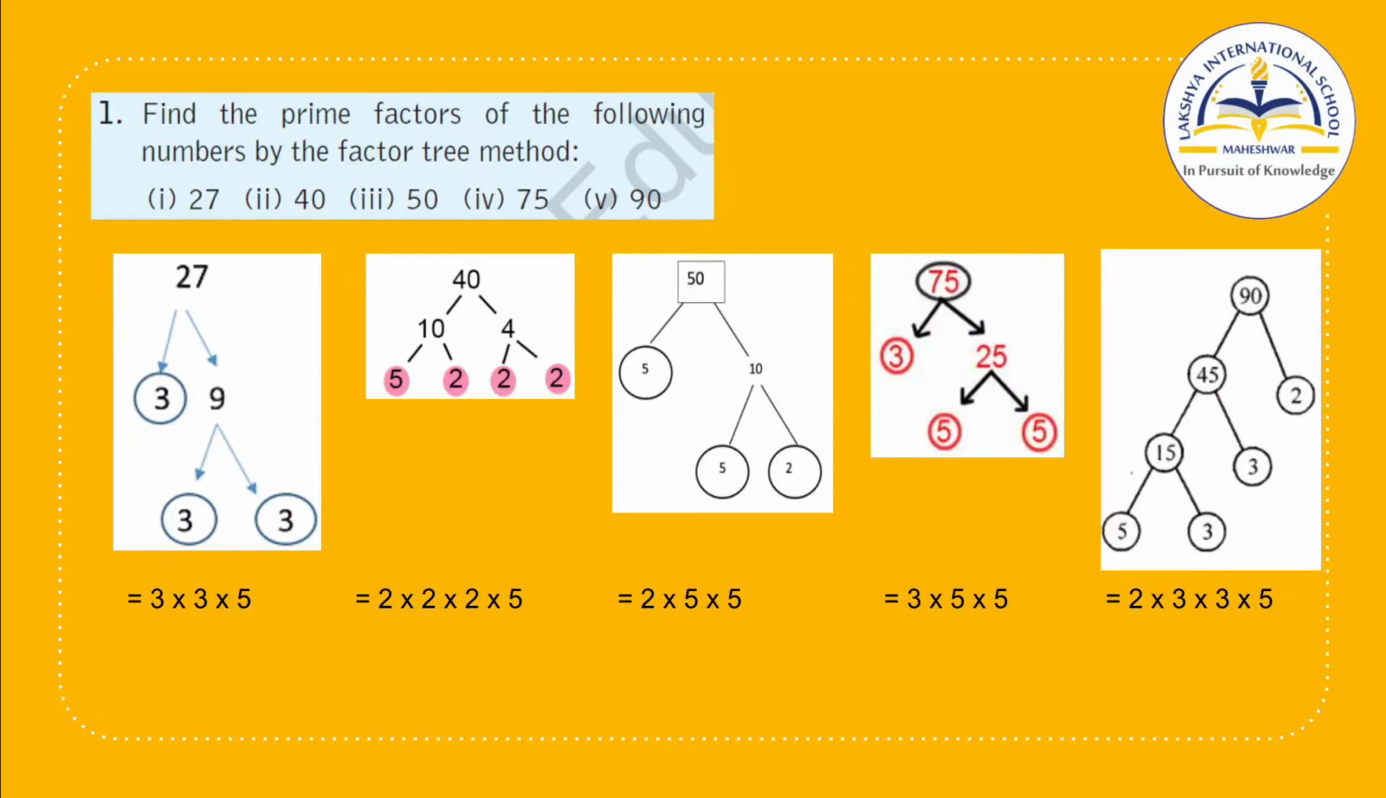Now question number 2, 40. 40 you can write as 10 into 4. Now the factors of 10 are 5 into 2 and factors of 4 are 2 into 2. So your answer will be 2 into 2 into 2 into 5. Now question number 3, 50. How can you write 50? 5 into 10. Now we can extend 10 also by its factors, that is 5 and 2. So your answer will be 2 into 5 into 5. In this manner you have to solve this.